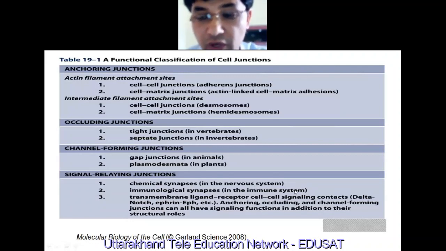Role of immunobody, antigen interbody interactions, transmembrane ligand receptor, G protein coupled receptor. Now the cell signaling contact, Delta, Notch, Ephrin, EPH, all are part of your developmental biology. Anchoring, occluding, channel forming junctions can have signaling functions in addition to their structural roles. Now we will come to the next parts.